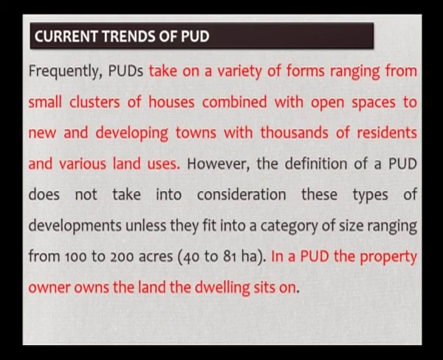Now, if you look at the PUDs which are usually taken up in recent times, they take on a variety of forms ranging from small clusters of houses combined with open spaces to new and developing towns with thousands of residents from various land uses. However, the definition of a PUD does not take into consideration these types of developments unless they fit into a category of size ranging from 100 to 200 acres. In a PUD, the property owner owns the land the dwelling sits on. So, it does not have to be rented, and if the property owner owns the land, he even owns the construction site that sits on it.